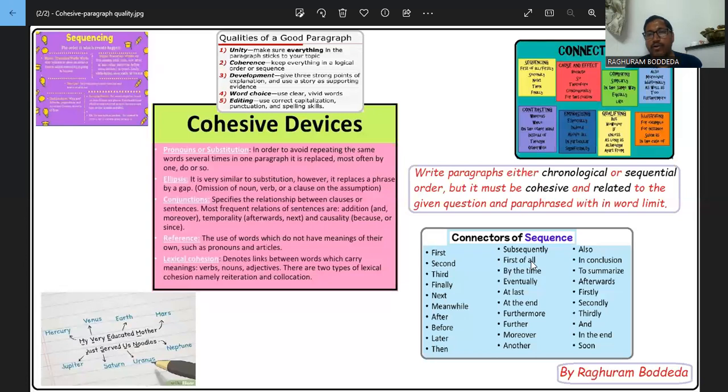Now, I'm just giving you a chance to check your ability in how you are using cohesive devices in your writing. Write a paragraph, either in chronological or sequential order, but it must be cohesive, with paragraphs or sentences related to the given question, or paraphrased in your own words. For your descriptive writing, you are going to write 350 to 450 words in a 40 to 45 minute time period. So you need to complete it.